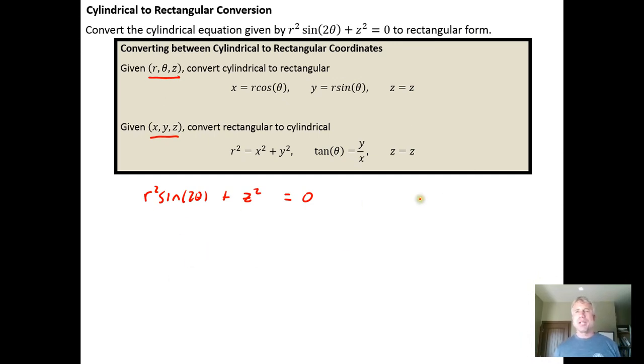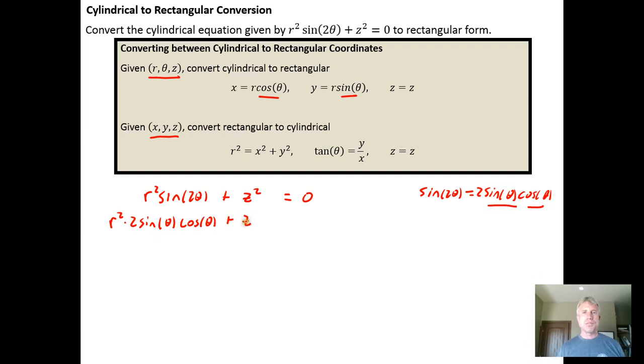And what I want to notice is that the sine of 2 theta is a trig identity. So the sine of 2 theta equals 2 times the sine of theta times the cosine of theta. So I'm going to rewrite the sine of 2 theta like this, trying to get it closer to these forms that I see right here. So I'm going to do r squared times 2 sine theta cosine theta plus z squared is equal to 0.